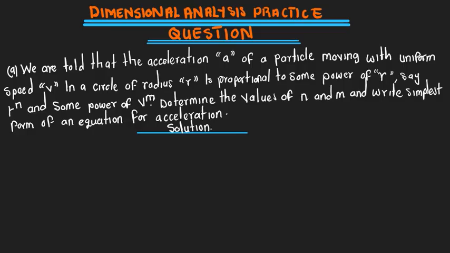So we are told that the acceleration a of a particle moving with uniform speed v in a circle of radius r is proportional to some power of r, say a equals r to the power n, and some power of v to the power m. Then we've been asked to determine the values of n and m and write the simplest form of an equation for acceleration. And of course, if you have subscribed to this channel, I taught you how to solve dimensional analysis, especially for objects either in a straight line or in a circular motion.